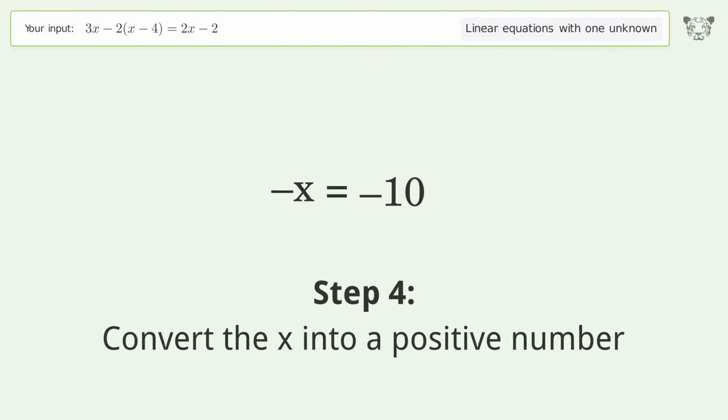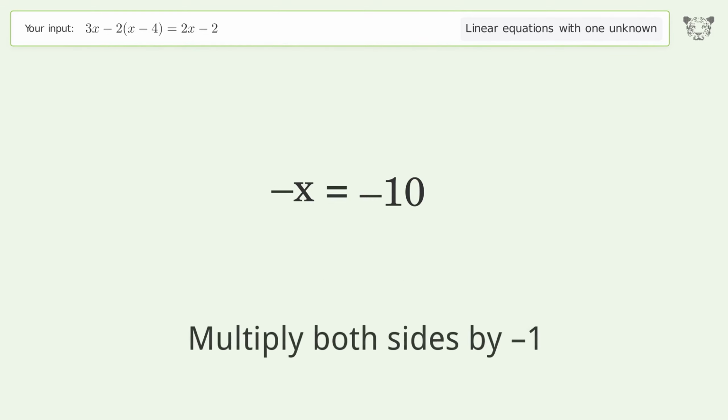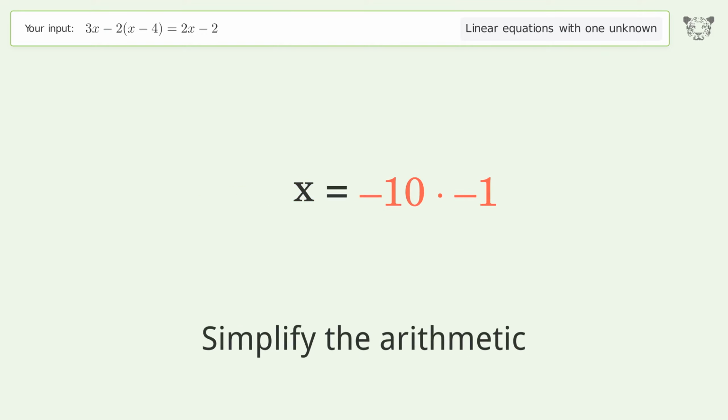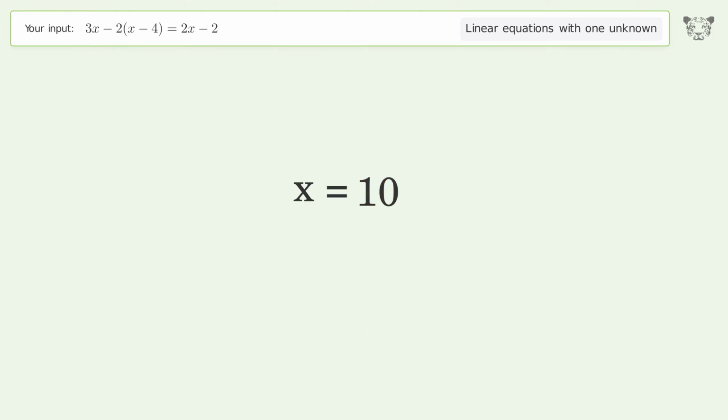Convert the x into a positive number. Multiply both sides by -1. Remove the ones. Simplify the arithmetic. And so the final result is x equals 10.